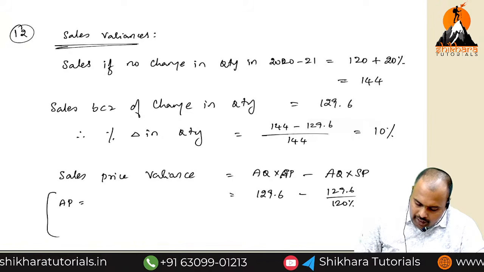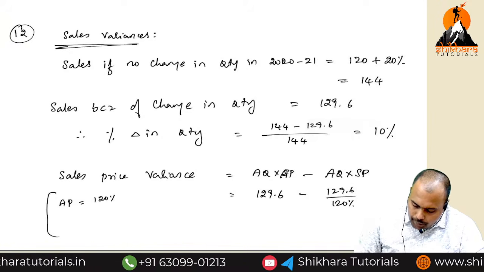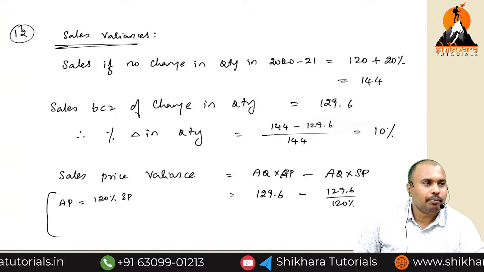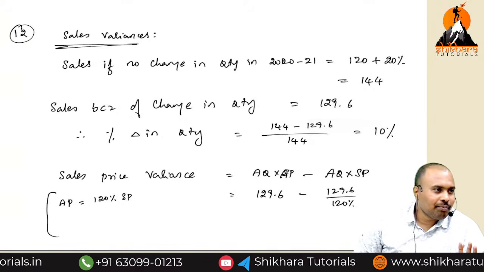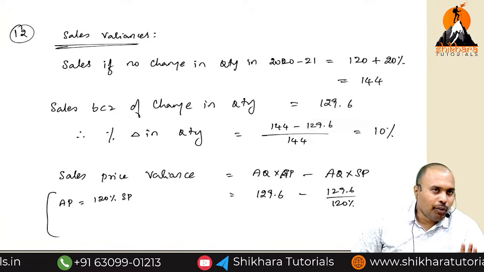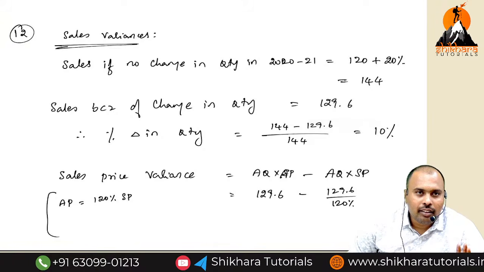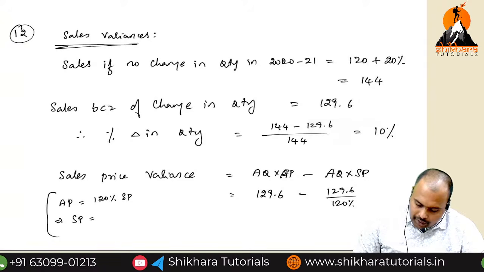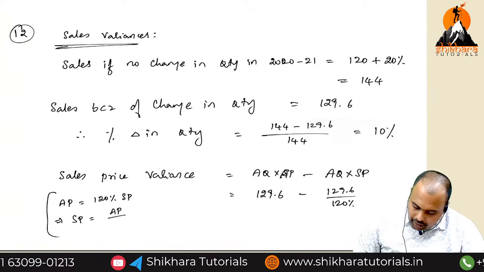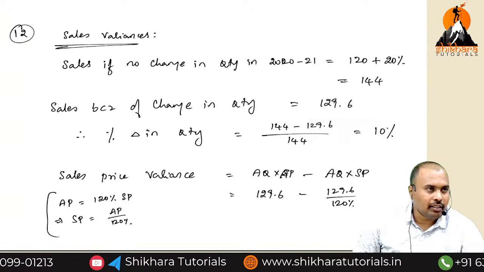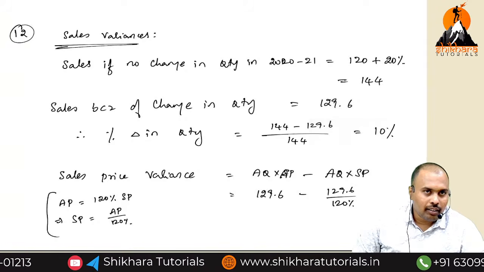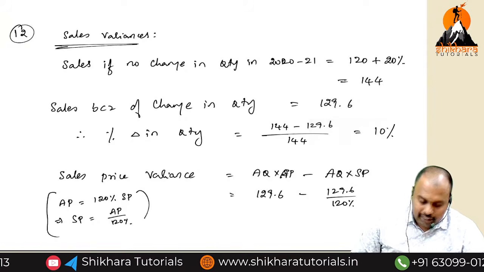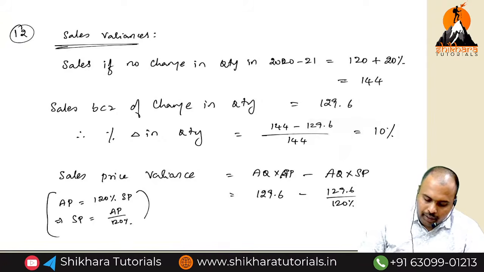Actual price is 120% of standard price. Agree with this at least, because price is increased by 20%. That implies standard price is equal to actual price divided by 120%. Clear? This you agree at least.